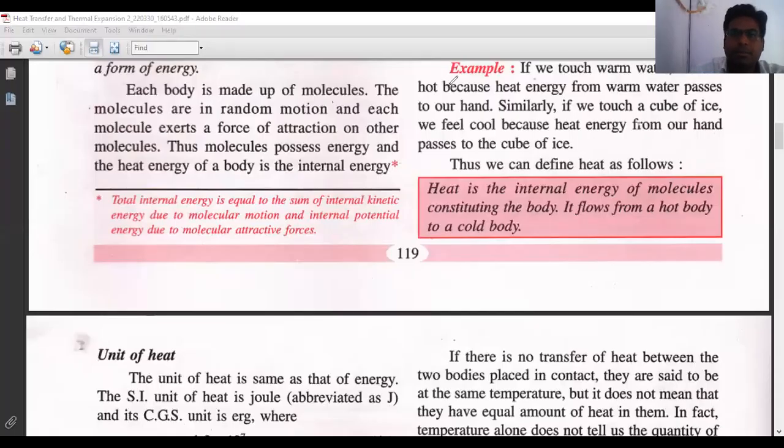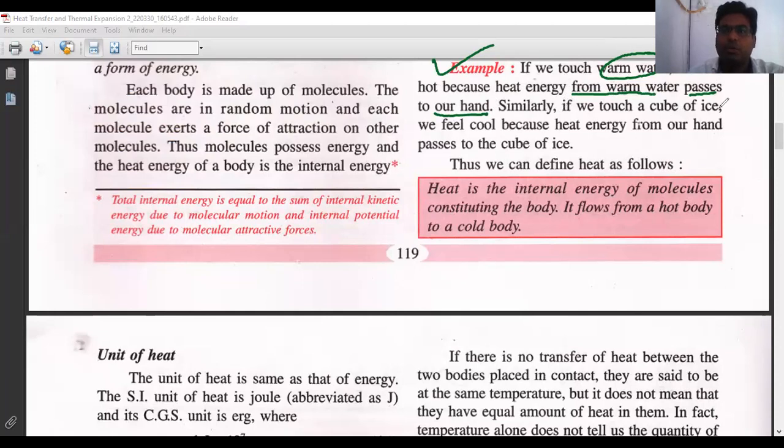Look at the next example. If we touch warm water, we feel hot because heat energy from the warm water passes to our hand, because the molecules of the water are warm and our hand is cold. So basically, heat energy transfers from hot to cold. That's why we feel warm, right?